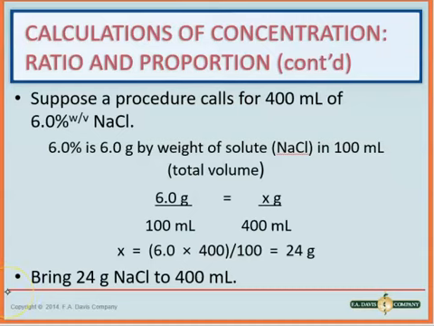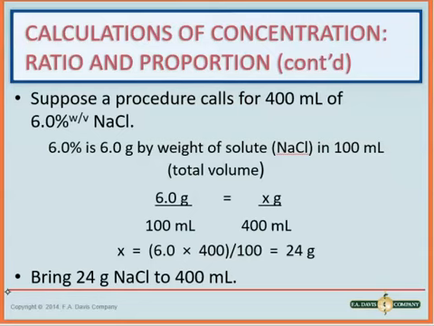Okay, let's look at an example of one of these calculations using ratio and proportion. Again, these are going to be word problems, so you're going to have to pick out the information that you need in order to set up your ratio and proportion. So let's read the word problem. Suppose a procedure calls for 400 milliliters of a 6% NaCl solution. 6% is 6 grams of solute, which is NaCl, in 100 milliliters.